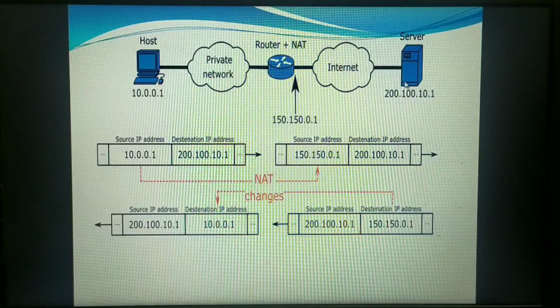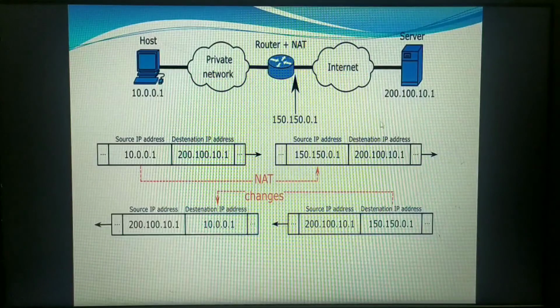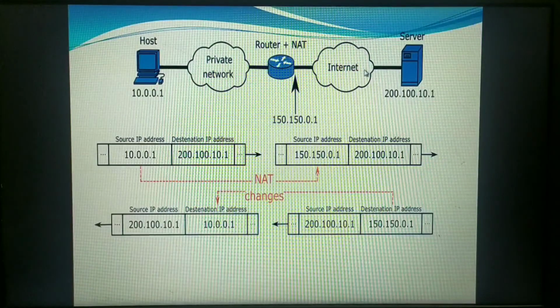To this destination. While sending the packet, the router will change the source address, because from here the packet has to move, no? It will change the source IP address and keep the destination IP address the same. Understood? When it forwards the data, it will come to the server. The server will accept the data because the destination IP address matches.